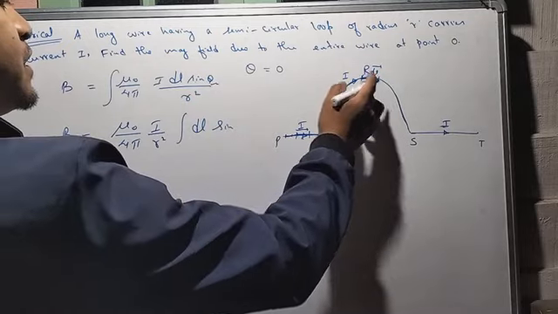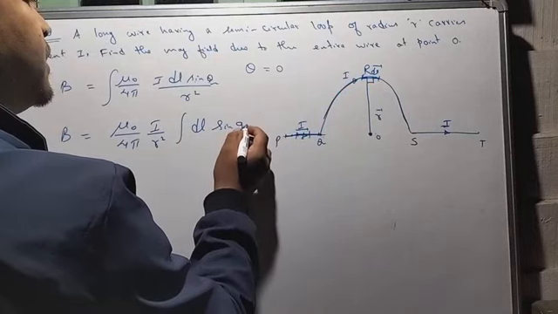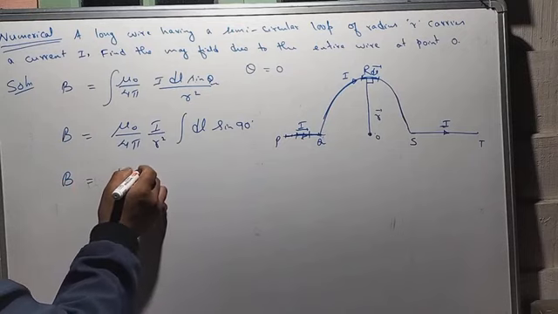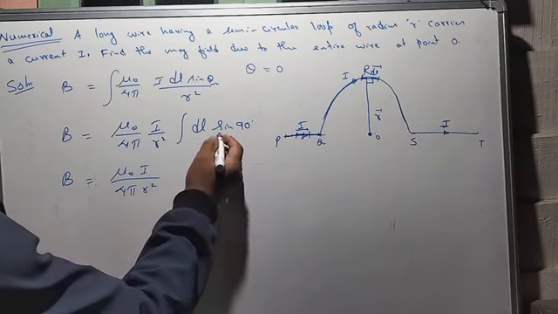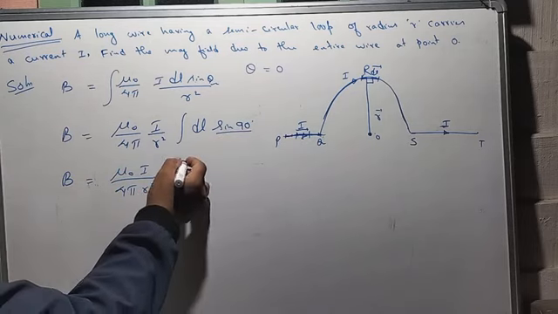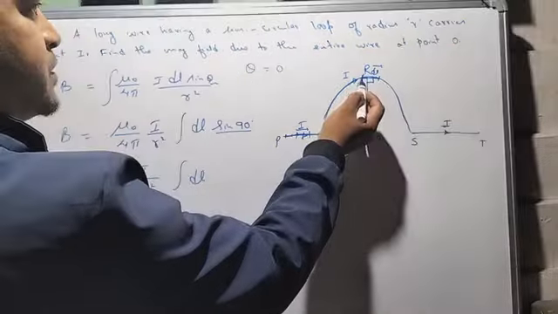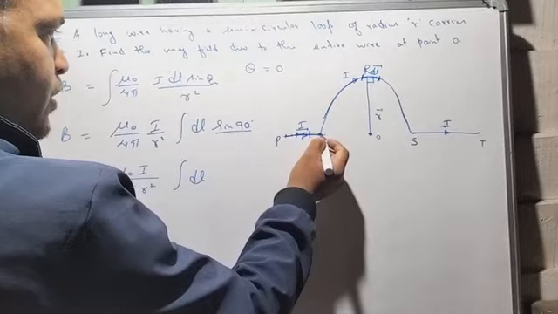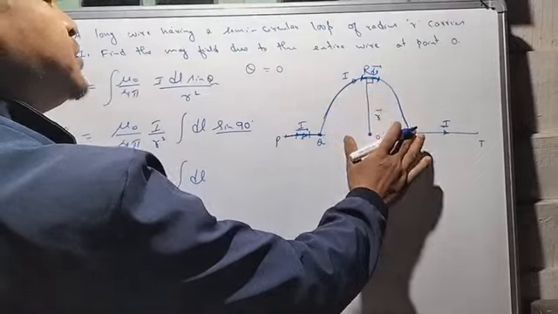How much is theta in this case? In the semicircular loop, the angle between r and dl is always 90 degrees. So again, B is equal to mu naught I upon 4 pi r square. What is sine 90? Sine 90 is 1. So what you will have inside the integration is just dl. Now this dl means this small length. So when you integrate dl, that means you are going from Q to S, that means you are going along the semicircle.